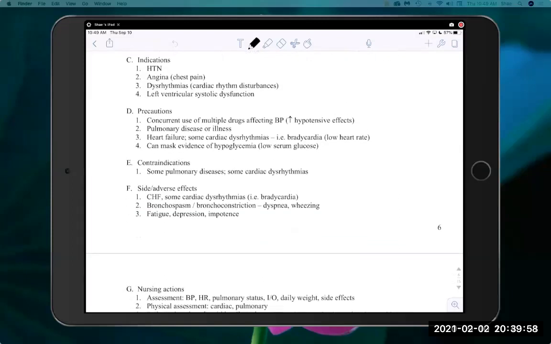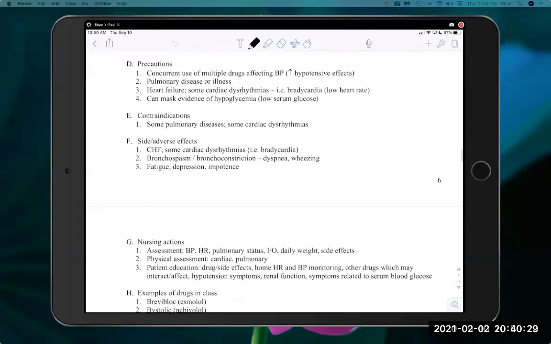Indications, well, we would give it for someone for high blood pressure, right? Hypertension. We could also give it for someone who has angina or chest pain, because why? It helps to decrease that O2 demand of the myocardium. So those heart cells don't have as much oxygen demand, and it helps alleviate the pain. Dysrhythmia, so if a patient had a particular type of cardiac rhythm disturbance, we can use it for that as well. And then also left ventricular systolic dysfunction.